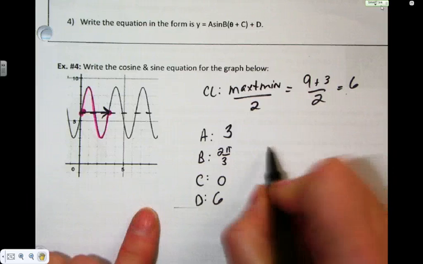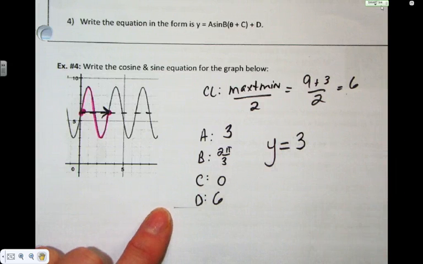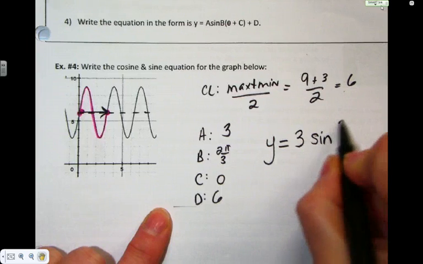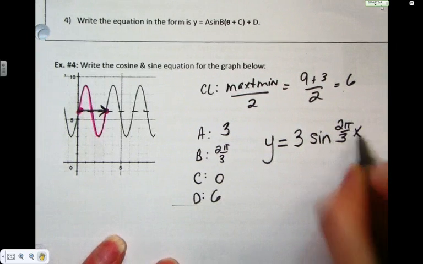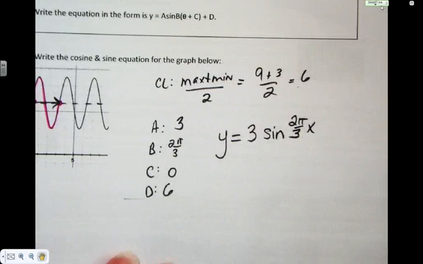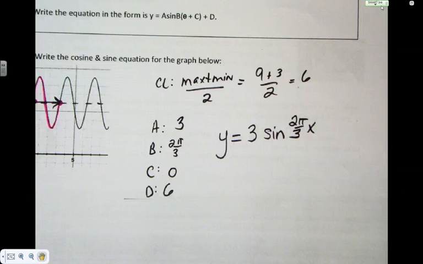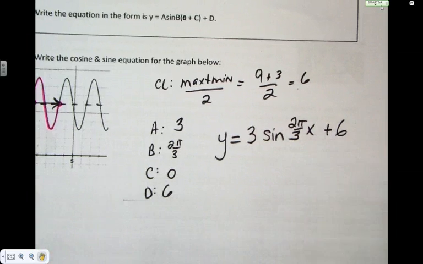And now we're just going to put it into the equation. We have to start with y equals, because it's an equation. A comes first. This is a sine graph. B comes next, followed by x, theta, whatever kind of variable you want. I don't need the plus 0, so I'm not going to write anything because there is no c value. And at the end, we're going to do plus 6.